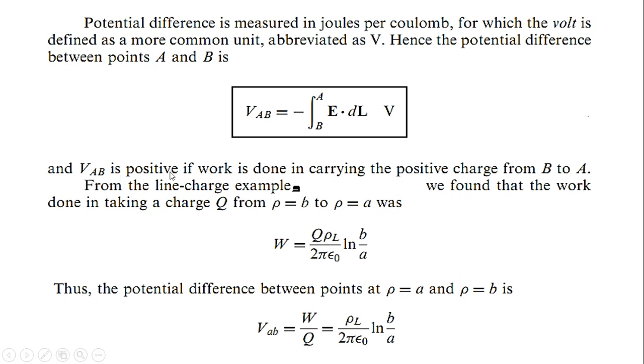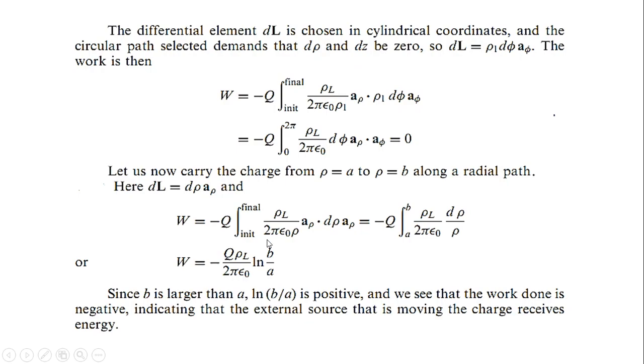And VAB is positive if the work is done in carrying the positive charge from B to A. This potential difference will be positive if we move the charge from the initial position B to the final position A. Like from the line charge example, which we already solved, we found that the work done in taking a charge Q from rho is equal to B to rho is equal to A was W is equal to Q rho L divided by 2 pi epsilon naught ln B by A. As I already told you, when we move the charge from rho is equal to A to rho is equal to B along a radial path, the work done was negative.